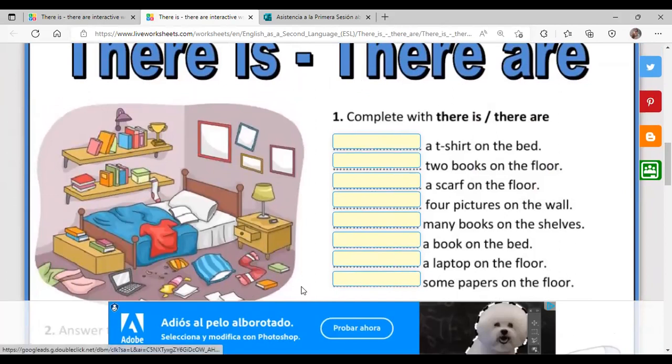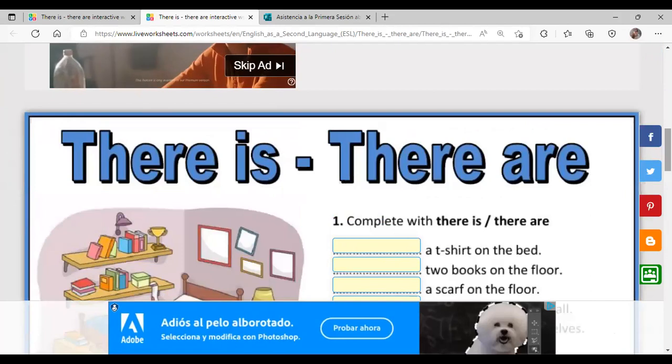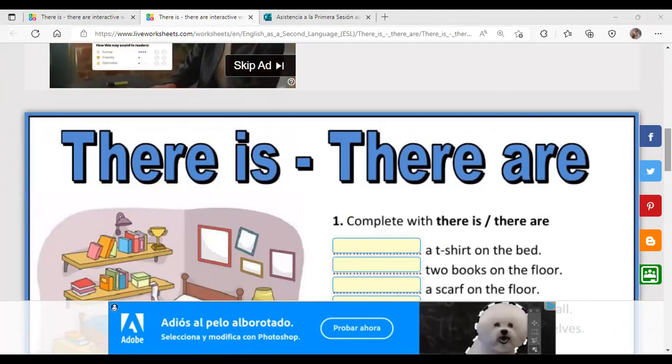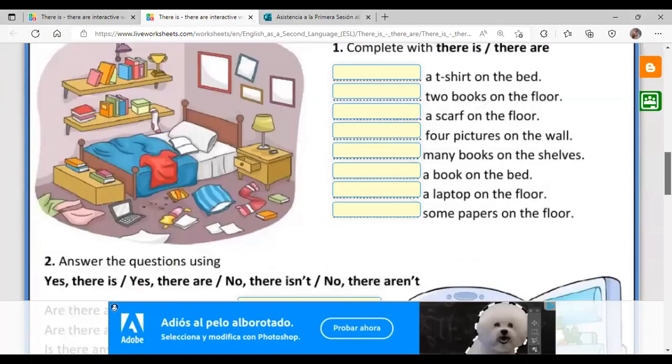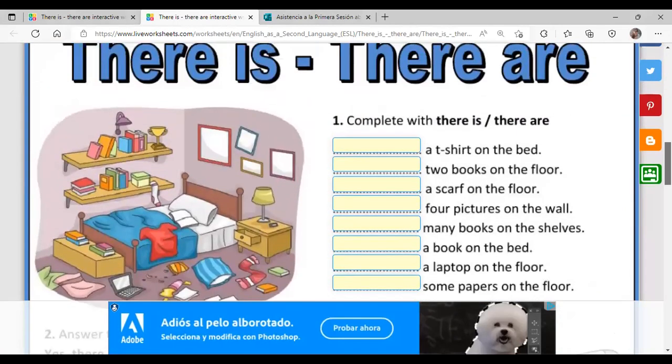Well, in Spanish, there is and there are. Hay. Eso significa hay. Pero ¿cuál es la diferencia entre el there is and there are? What's the difference? That we use there is for singular nouns and there are for plural nouns. Singular nouns and plural nouns.